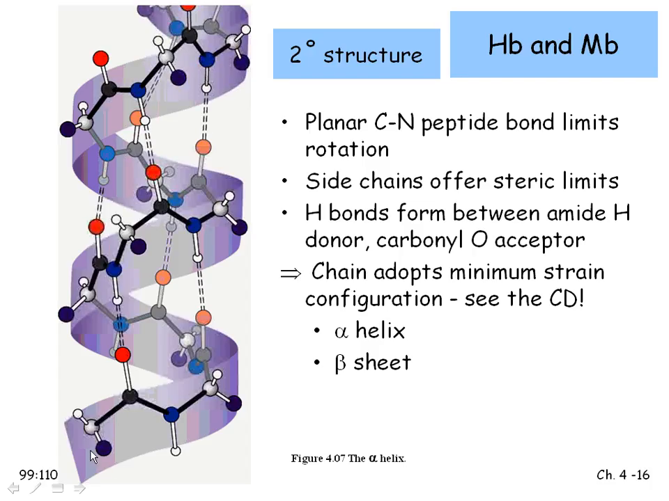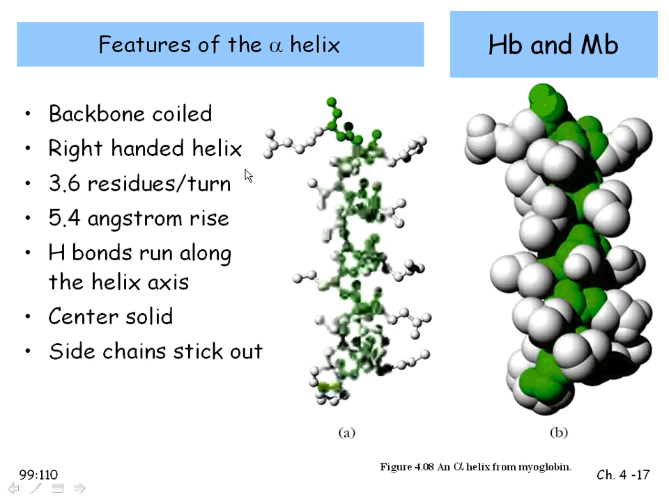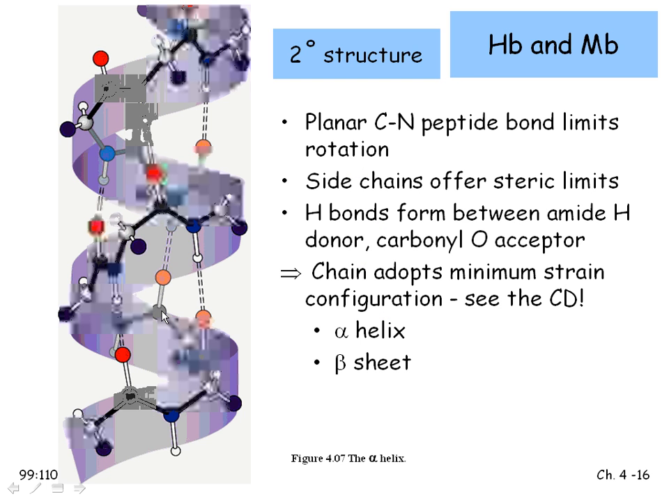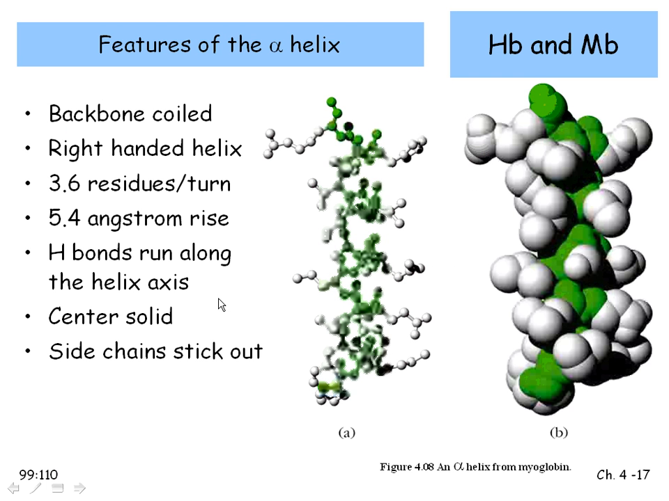This is an example of the alpha helix, and we're going to look at that in a little more detail as well. You can call that a ribbon diagram if you like. So the alpha helix is one of the two most common of the secondary structures. It is a right-handed helix, and I think the right-handedness of the helix might be a little more obvious from that diagram.